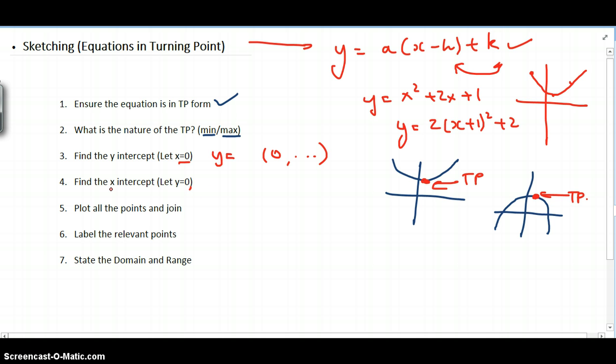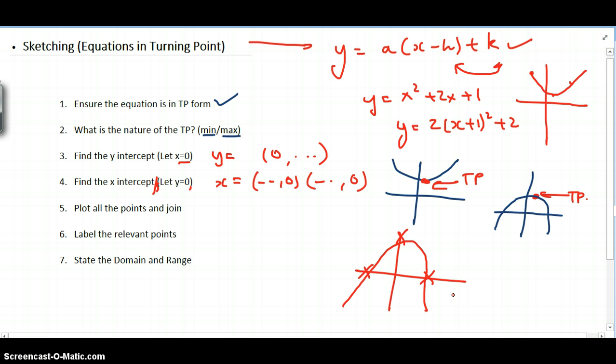So the next one is find the x-intercepts. That should be x-intercepts because sometimes you'll come across 2 and sometimes you'll come up with 1, sometimes you'll come up with nothing. So the answer you should get for this one is x equals whatever your answer is, comma 0. And this one you'll come up with another answer and you'll get comma 0. Next step, plot all the points and join. So let's just say, for example, your x-intercept is here, your x-intercept is here, but your turning point, let's just say, is up here. What we would do is we'd plot those 3 points and then join the line to make a parabola.